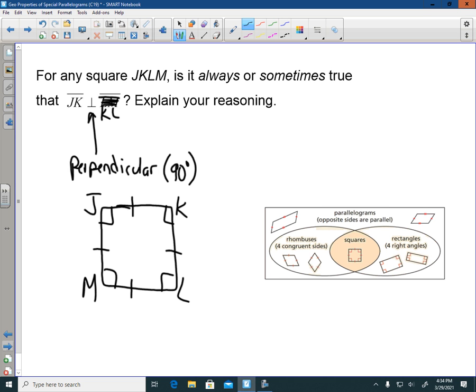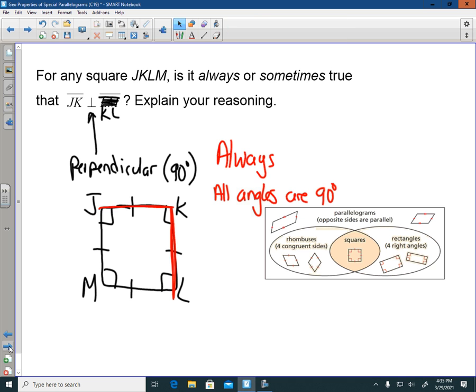Let's see, is it always or sometimes true that JK is perpendicular to KL? Well, that's going to be always true, and that's because all angles are 90 degrees. That's going to happen in every square. So yeah, that's going to always be true.